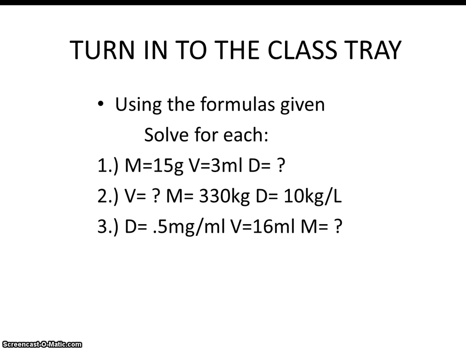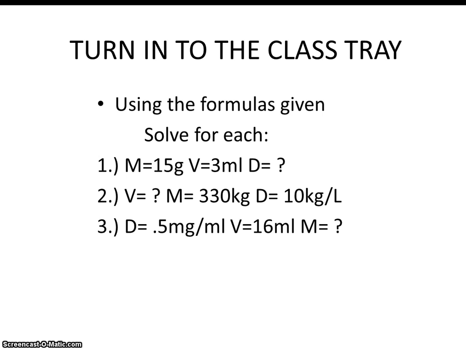Question 1. The mass is 15 grams. The volume is 3 milliliters. What is the density? Question 2. The volume is unknown. The mass is 330 kilograms. The density is 10 kilograms per liter. Pay attention to the units of measurement.